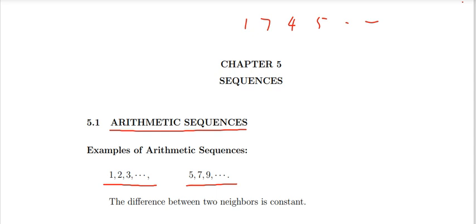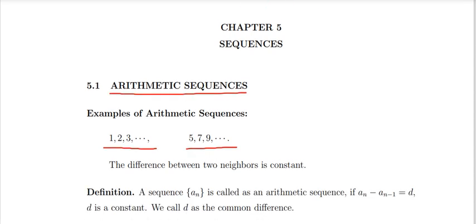From those two examples, we can say what its characteristics are. We find that for this sequence, it starts from 1, then increases by 1, by 1, by 1. This one increases by 2, by 2, by 2, right? So we can say the difference between neighbors is a constant.